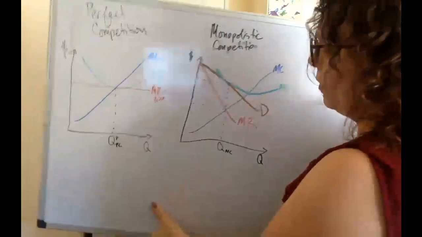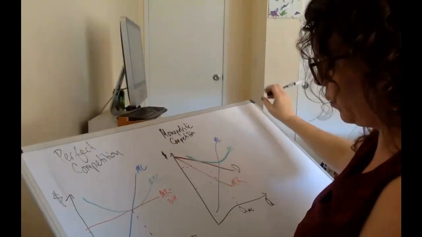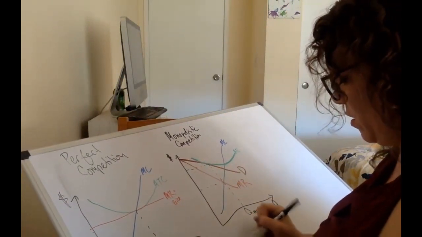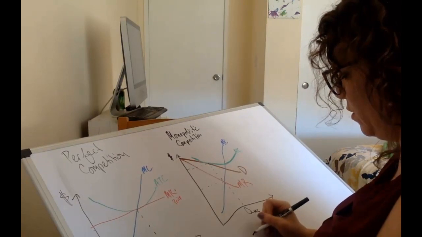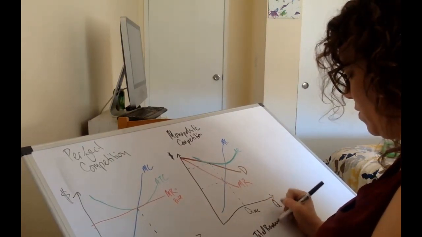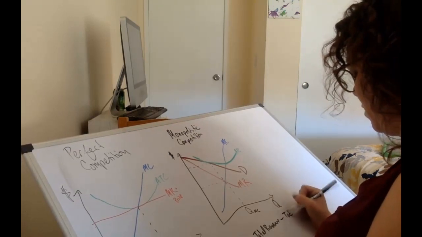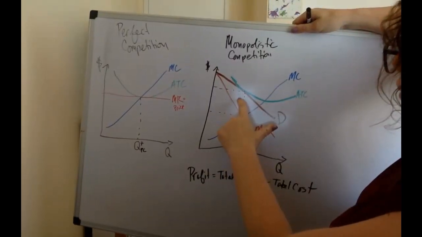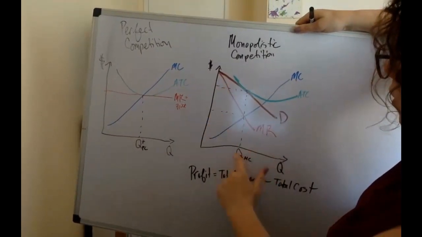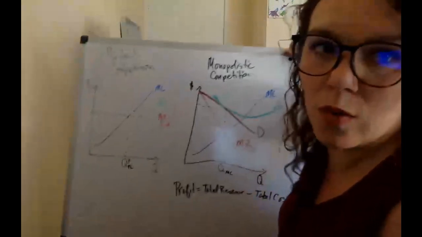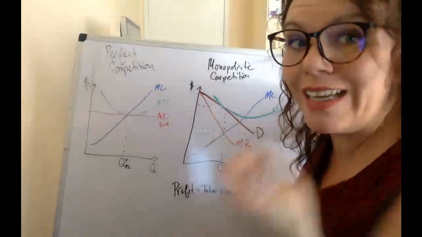So remember, the calculation for profit is total revenue minus total cost. And so here, total revenue is price times quantity, and total cost is average total cost times quantity. So there's no profits in monopolistic competition in the long run.